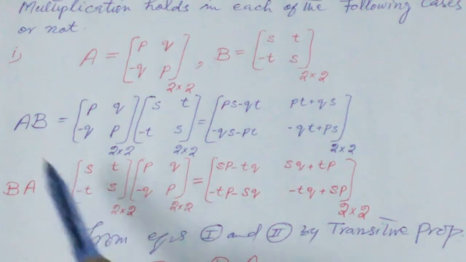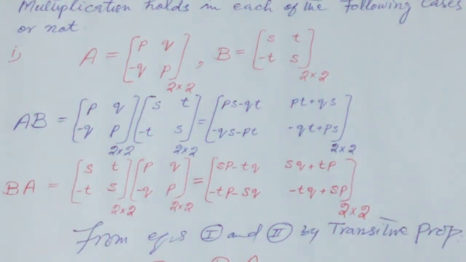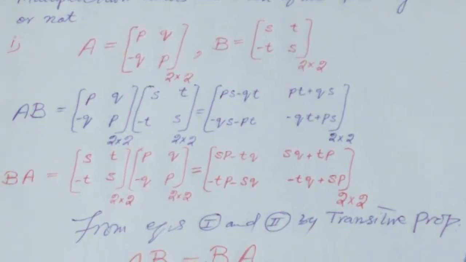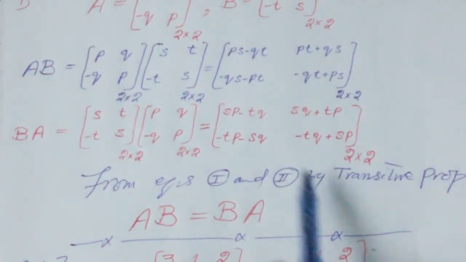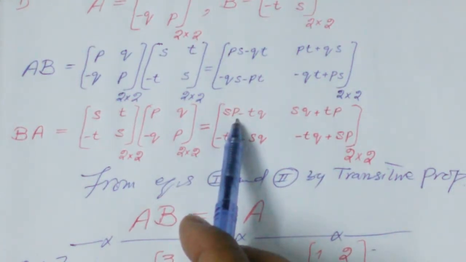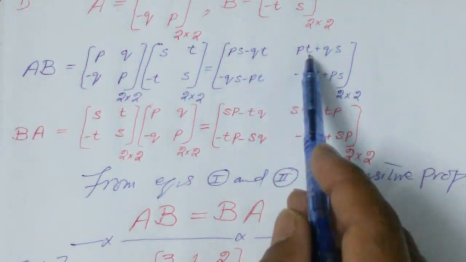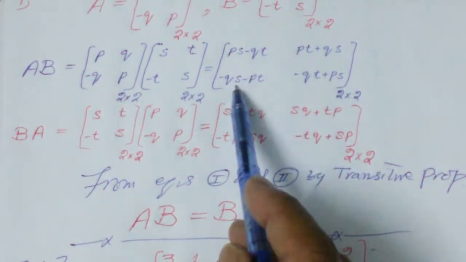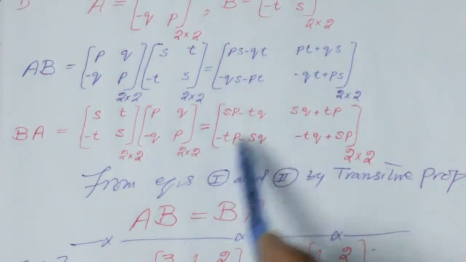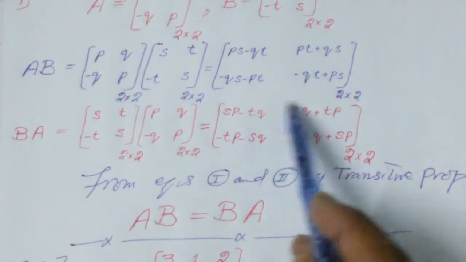The orders of AB and BA are the same, that is, both are 2 cross 2 matrices. Now, to check the corresponding elements, the element in the first row and first column is equal to the element in the first row and first column. The element in the first row and second column is equal to the element in the first row and second column. The element in the second row and first column is equal to the element in the second row and first column. The corresponding elements are the same.